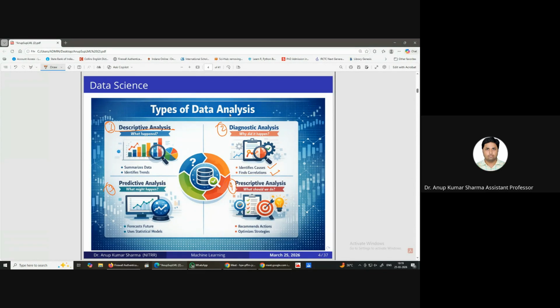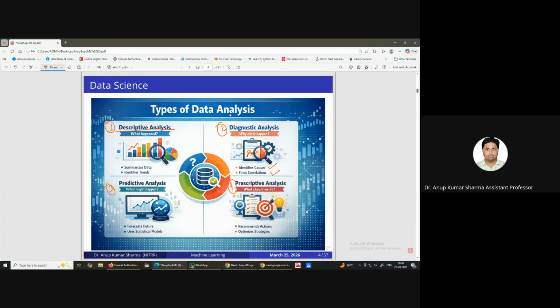Next is predictive analysis. Predictive is what might happen. We are predicting. We already have linear regression, where we find the value of y for a given x. So this is the predictive analysis. We make the model, train and test it, and after that, from the values of x, we find the value of y. We are predicting for other values. That we call predictive analysis.